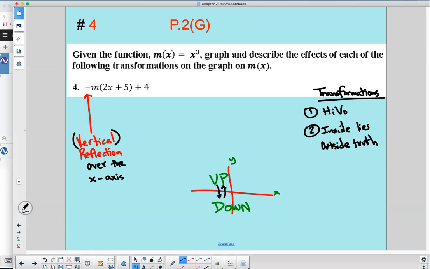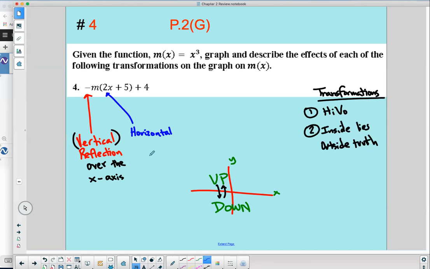Okay, so that's the first transformation. Let's speed up, go to the next one. The second one is right here. What does that 2 do right there? I mean, let me ask this. Is it horizontal or vertical? Is that 2 inside or outside? Inside. 2 is on the inside. And so if it's inside, it's horizontal. And horizontal, since it's inside, does it lie or tell the truth? It lies. Inside lies.